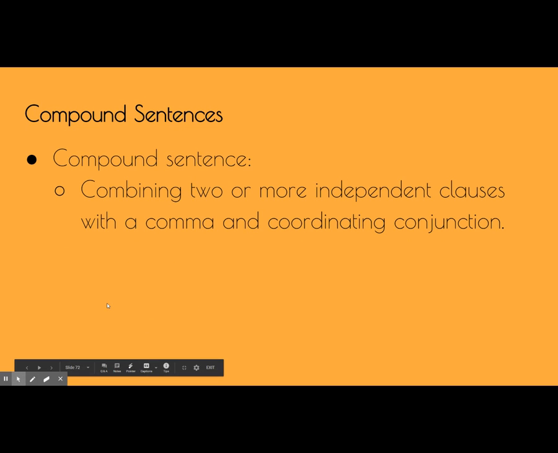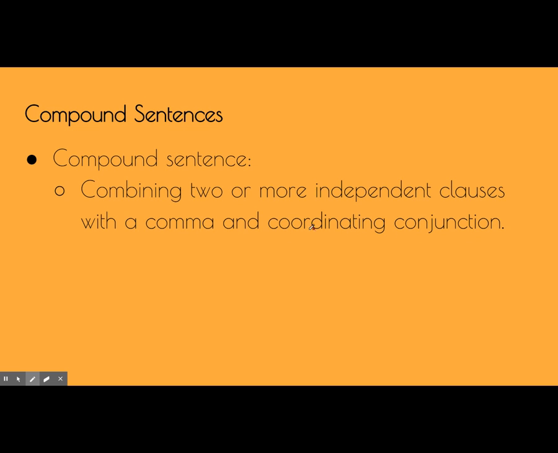Okay, so this next slide here is the definition of a compound sentence. And so this I would like you to also write down as well, all right? So a compound sentence, ladies and gents, is defined as a combining of two or more independent clauses with a comma and a coordinating conjunction. Again, a combining of two or more independent clauses with a comma and a coordinating conjunction.